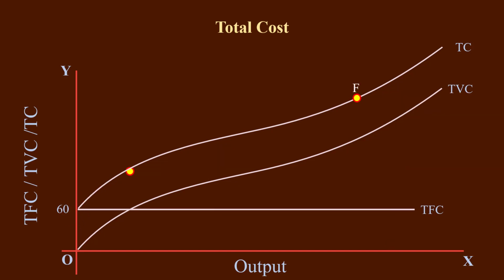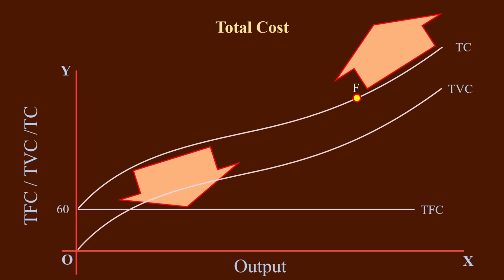The shape of the total cost is also determined by the law of variable proportion. The total cost curve is concave downwards up to the point F. In this segment of the curve, law of increasing returns to a factor operates. Beyond F, total cost curve is concave upwards.